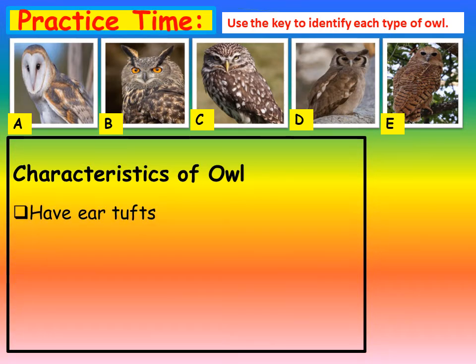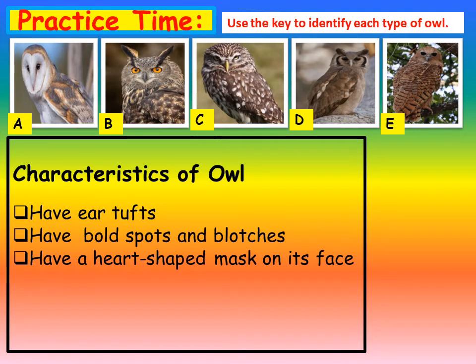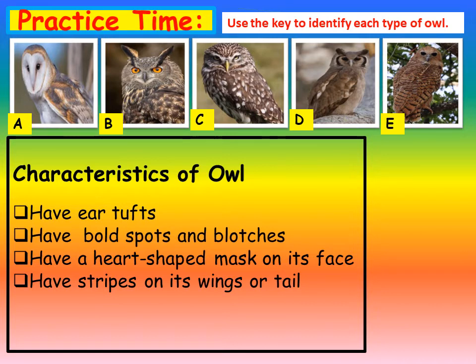First, some of the owls have ear tufts. What are ear tufts? They are a pair of small bunches of feathers that stand upright from a bird's head. Second, some of the owls have bald spots and blotches. Third, some have a heart-shaped mask on their face. And the last one, some have stripes on their wings or tails. So these are the different characteristics of owls, or in other terms, this is an identification key.